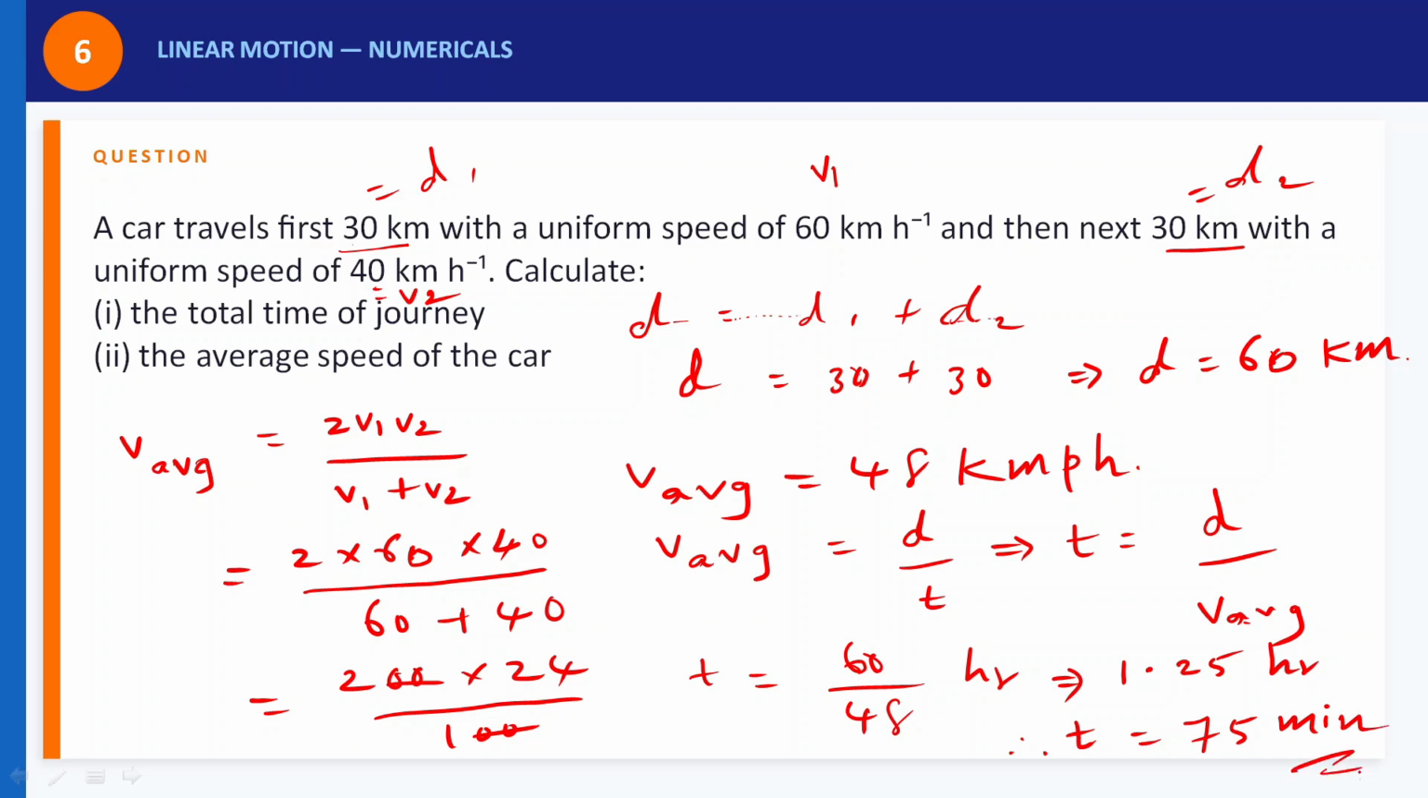Very simple. So what is given in the question? Equal distances, d1 30 kilometers, d2 30 kilometers, uniform speeds 60 kilometer per hour, 40 kilometer per hour. So when a body covers equal distances with a certain velocity, so certain speeds, the average speed can be written as 2 v1 v2 by v1 plus v2.